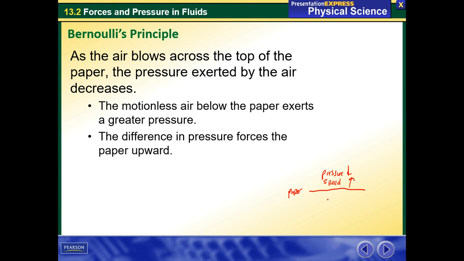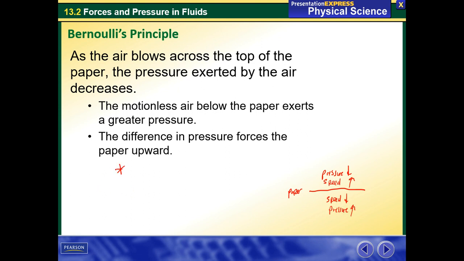Now, below the paper, where I'm not blowing, I have motionless air. So my speed is actually pretty low, and my pressure is pretty high. And this creates a difference in pressure. Notice I have low pressure on top, but high pressure on bottom.